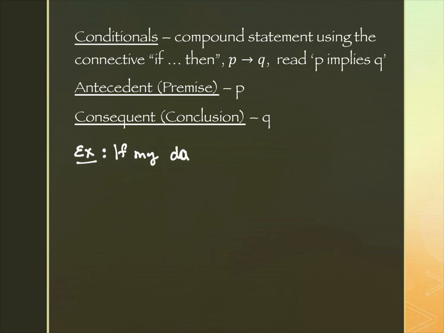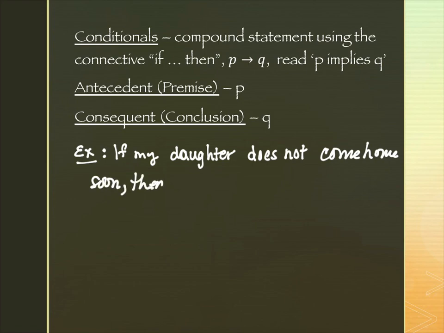If my daughter does not come home soon, then I will call her. This would be a conditional. My daughter does not come home soon would be the antecedent, and I will call her would be the conclusion or the consequent.